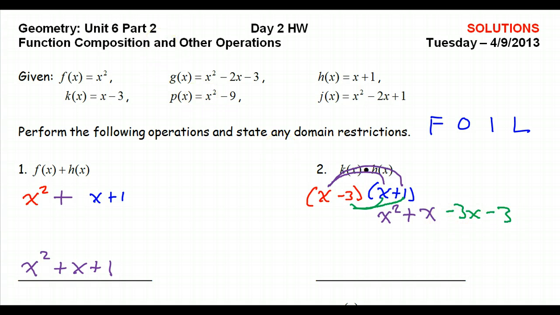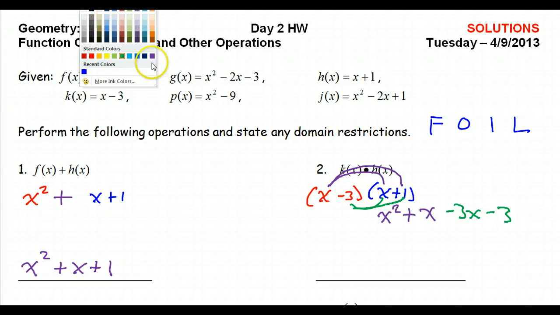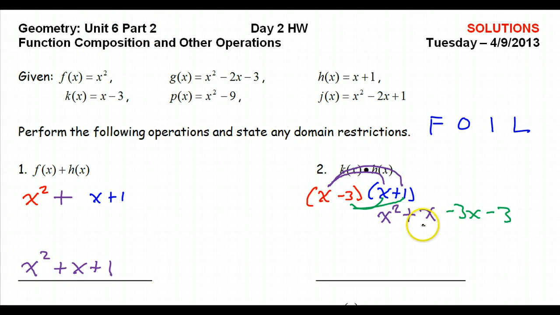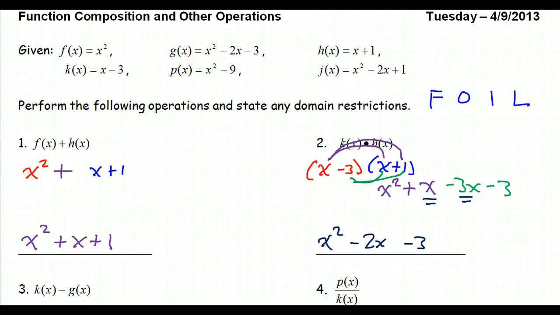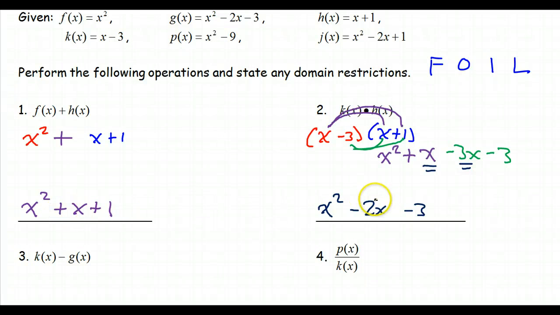This time we do have some like terms to work with. The positive x and the negative 3x. If you put those together, that's going to give you negative 2x. So we're going to wind up with x squared minus 2x minus 3. Again, the negative 2x just came from combining these like terms. Alright, so that's some multiplication. Neither one of these has any domain restrictions.